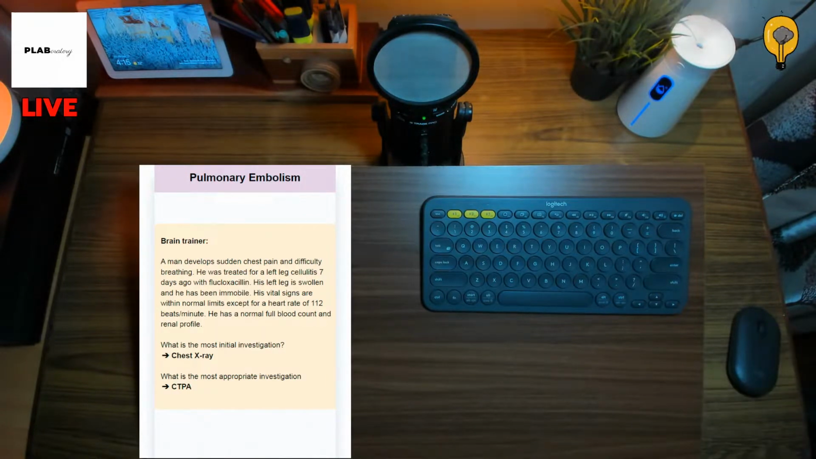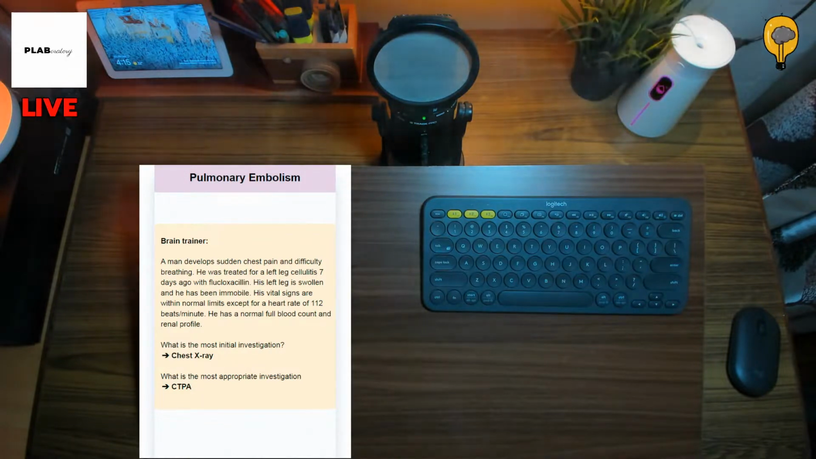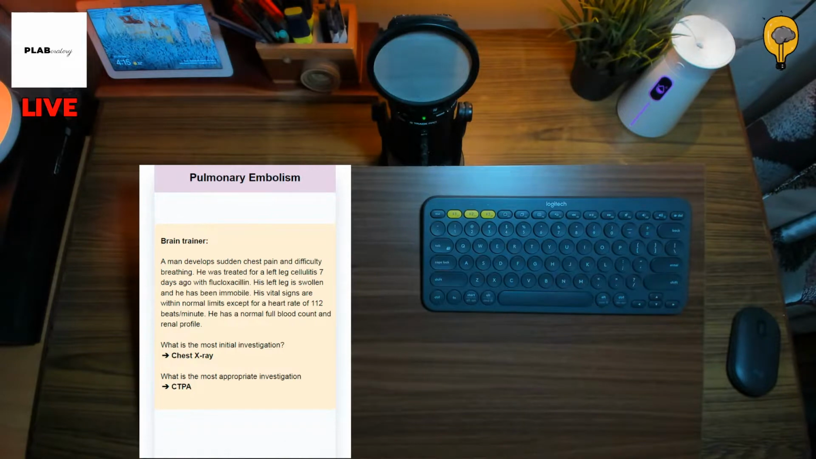Now, a big brain trainer here. A man develops sudden chest pain and difficulty in breathing. He was treated for left leg cellulitis 7 days ago with flucloxacillin. His left leg is swollen and he has been immobile. His vital signs are within normal limits except for heart rate of 112, normal full blood count, and renal profile. What is the most initial investigation? Chest X-ray. What is the most appropriate investigation? CT pulmonary angiogram.